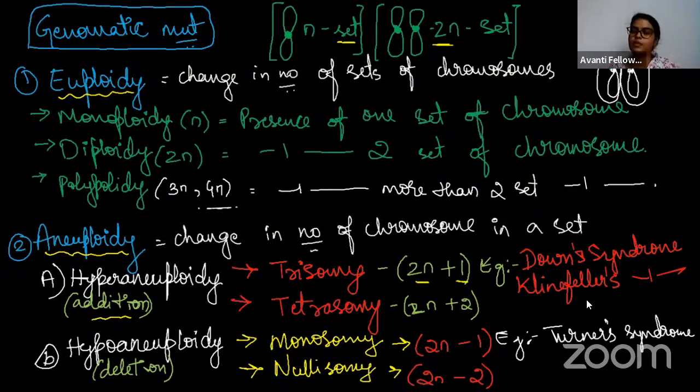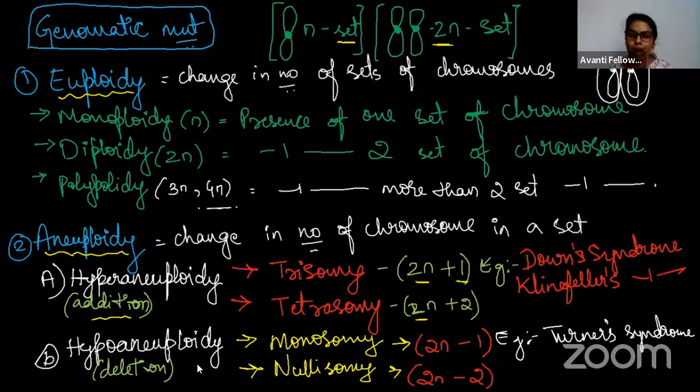ये दो examples आपके NCERT में भी दिया है. That's why I have taken this only. I'm not specifying any different examples; I have taken examples from the NCERT itself. So 2n plus 1 is trisomy. Similarly, in a diploid set, if I add two chromosomes, that makes tetrasomy. So this is addition of chromosome in aneuploidy.